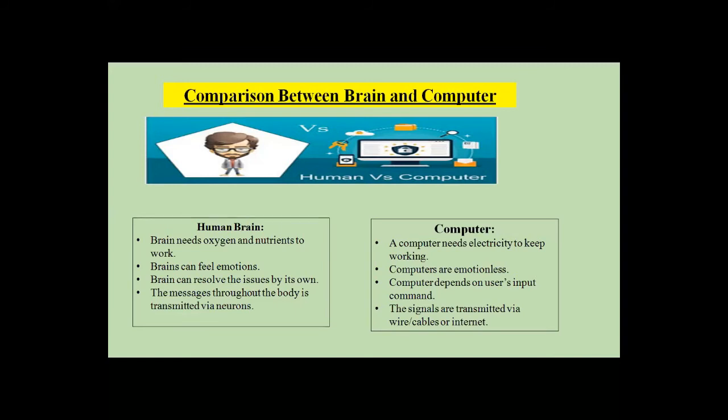In the human brain, the messages throughout the body are transmitted through the neurons, the nerve cells, the cells of the brain. Okay, students, and also this is the answer to what can a brain do that a computer cannot do. From page number 11, you can take a screenshot of this answer.